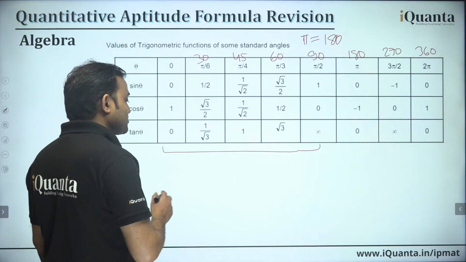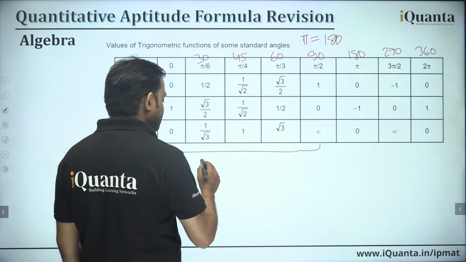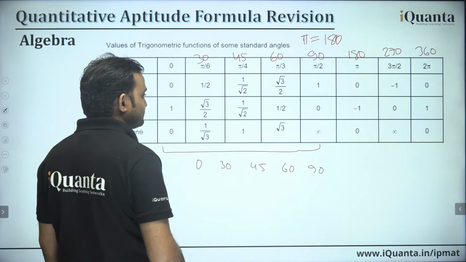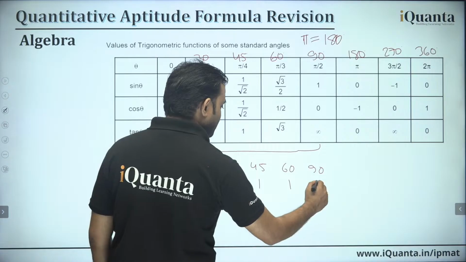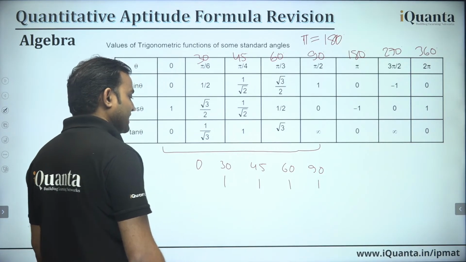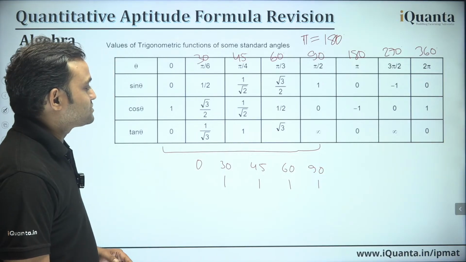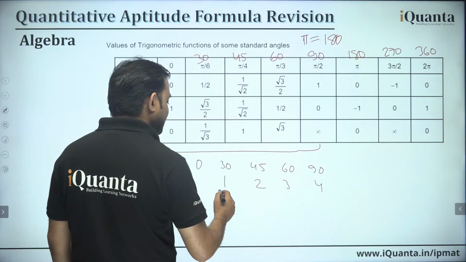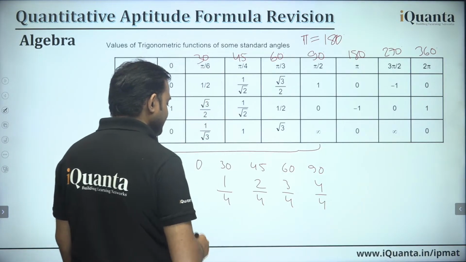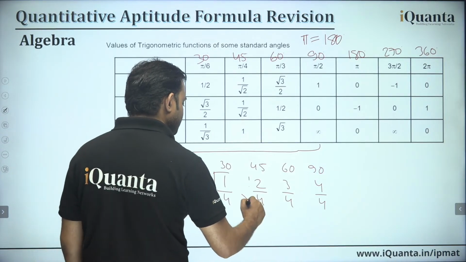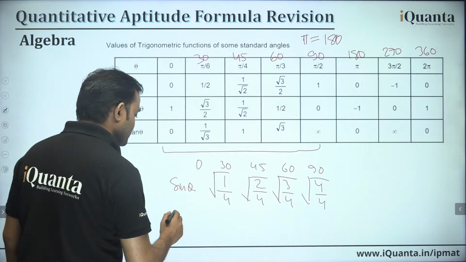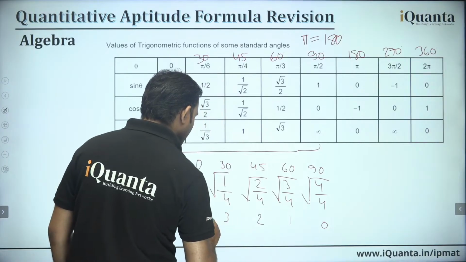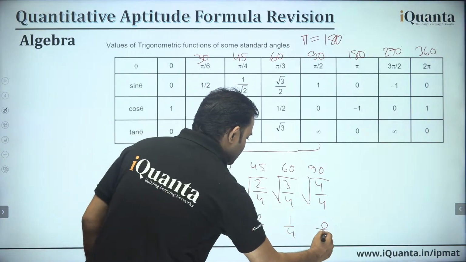Now to remember sin theta and cos theta in an easy manner, what you can do is write 0, 30, 45, 60, 90. Write down 1, 1, 1, 1. To remember the values easily, write down 1, 2, 3 and 4, and then divide all of these values by 4. This gives you sin theta if you take the square root of this. You can match it from here. This will be 0 by 4, so this is 0. In case of cos theta, you take 0, 1, 2, 3, 4 and then divide by 4. All of these values divide by 4 and take the square root.